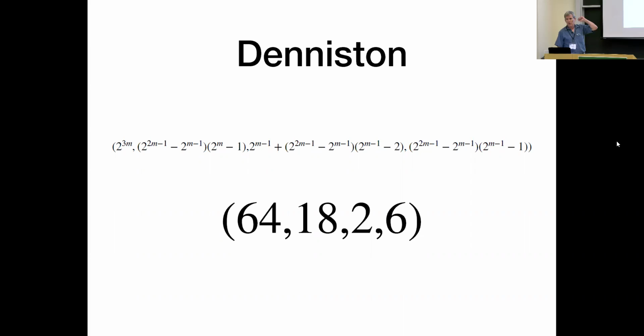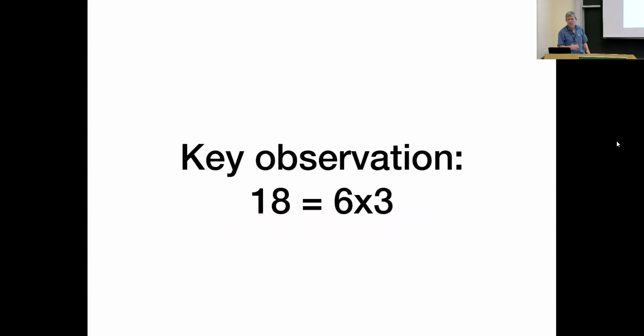If you plug in m equals 3, the size of the group is 64, the size of the subset is 18, I'll come back to that in a second, and the replication numbers are 2 and 6. Okay? Now, I said the 18 is what you want to focus on because your 8-year-old could help you to construct different sets. Here's a key observation. 18 is 6 times 3.